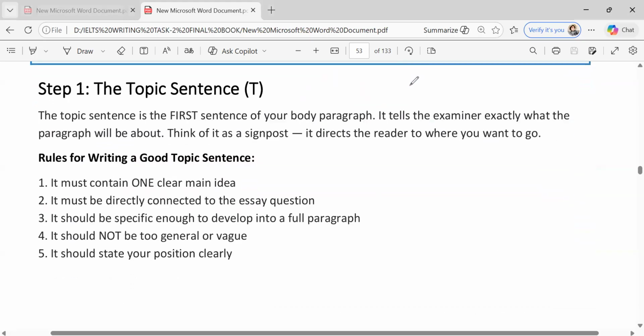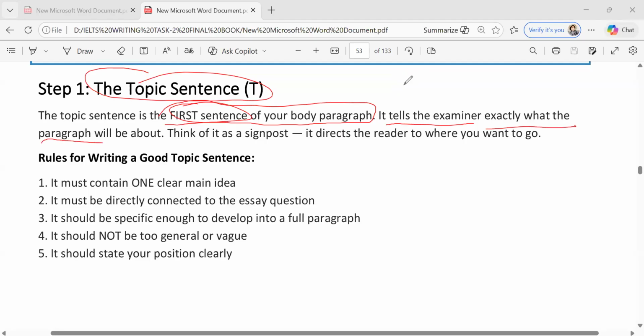The first part we studied, clear. That's T, and for the T number one is topic sentence. Step number one, that's topic sentence. So the topic sentence is the first sentence of your body paragraph. If you want to write down a body paragraph, the topic sentence is the first sentence. And the topic sentence tells the reader or the examiner exactly what the paragraph will be about.